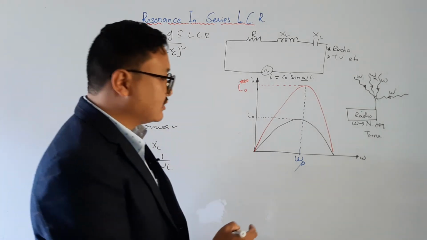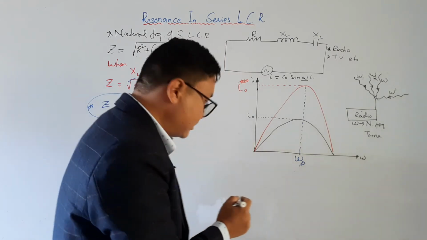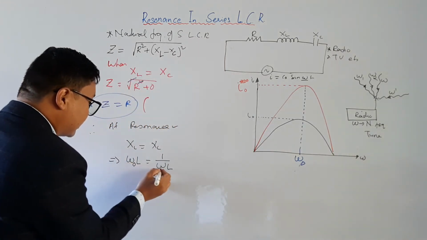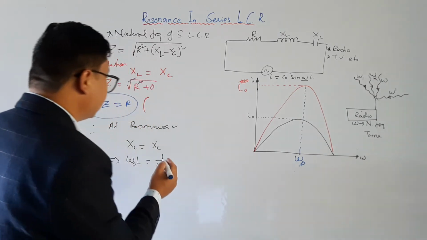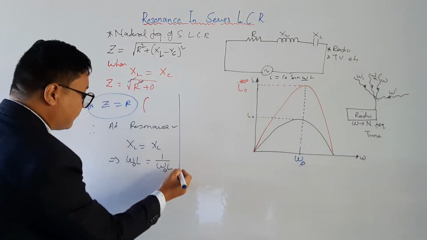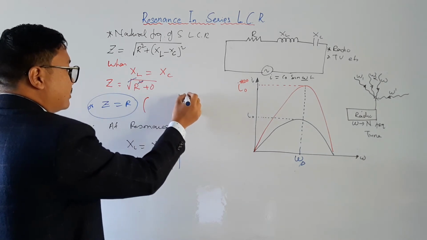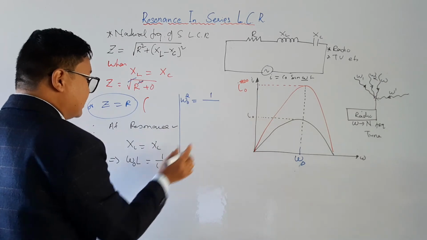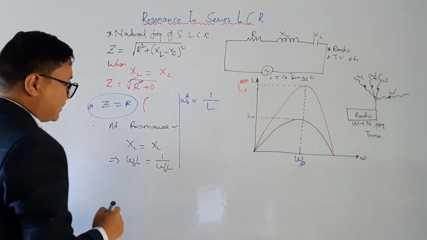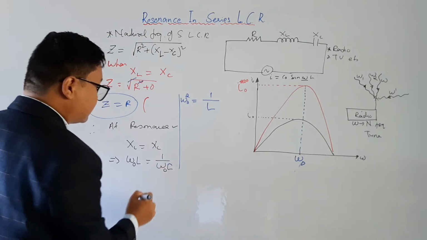When it is at resonance, what will the frequency be? That will be omega naught. Therefore, we have to write omega naught here. So let us find the equation of omega naught from here. From here, what do we get? I will bring this omega naught here. Omega naught L equals 1 by omega naught C.